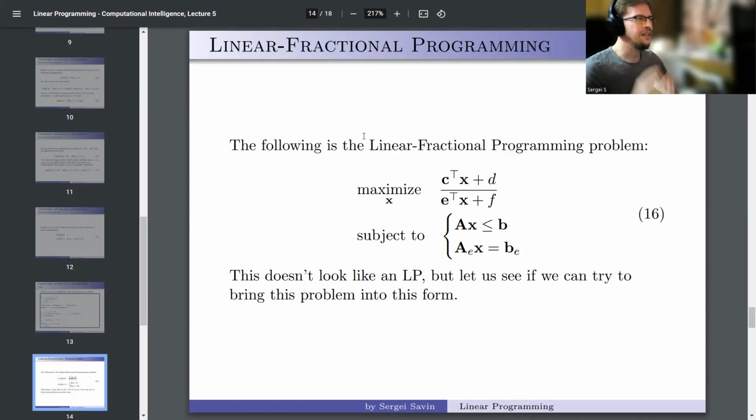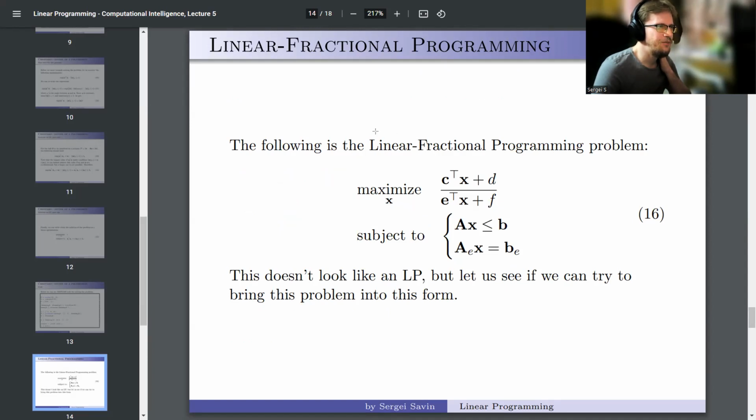Okay. Now, the last one is fun. The last one is fun because it is completely mind-boggling. Previous ones at least made some sense. This one almost stops making any sense. But it is, again, something that can be solved as an LP.